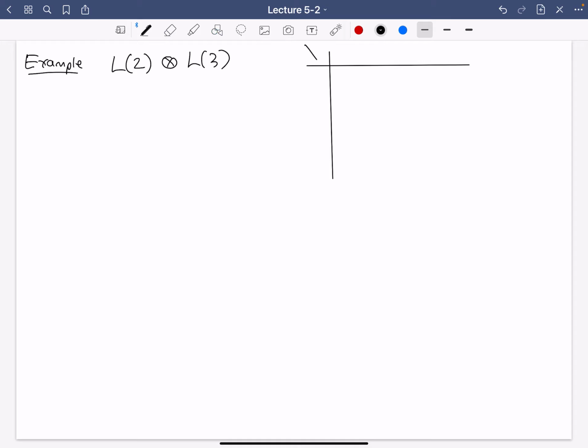So I'm just going to do a table here where I'm going to put L of 2 down the left and L of 3 along the top. So L of 2 has weights 2, 0 and negative 2. And L of 3 has weights 3, 1, minus 1, minus 3. Weights add under tensor product. So L of 2 tensored L of 3 has a basis whose weights are the sums of these: 5, 3, 1, minus 1, 3, 1, minus 1, minus 3, 1, minus 1, minus 3, and minus 5.